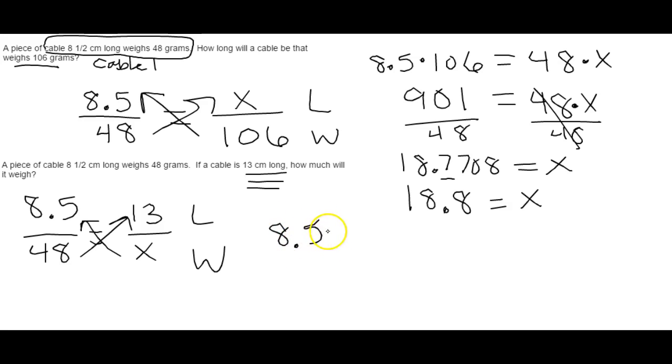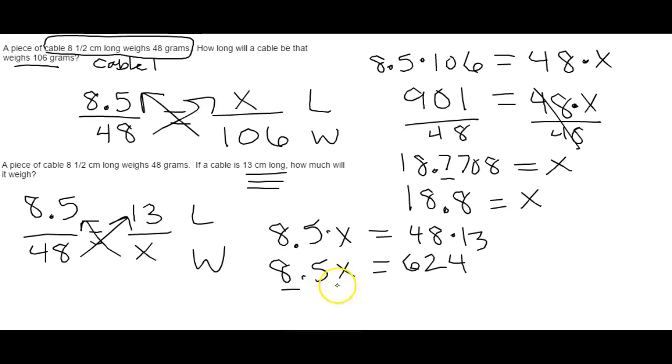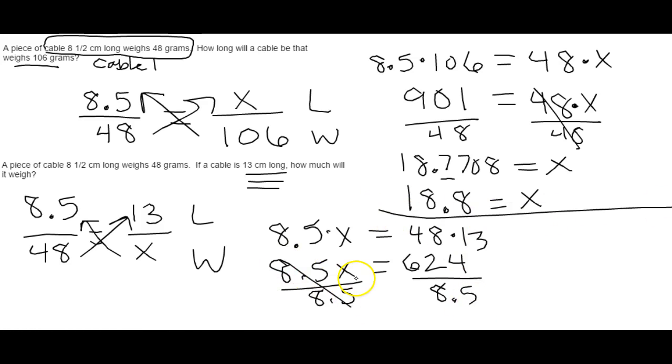8.5 times x equals 48 times 13. 48 times 13 is 624. And then to get x alone, we divide both sides by the number in front of x. So 624 divided by 8.5 is 73.41. Rounding to the nearest tenth again would be 73.4. Let's do one more example.